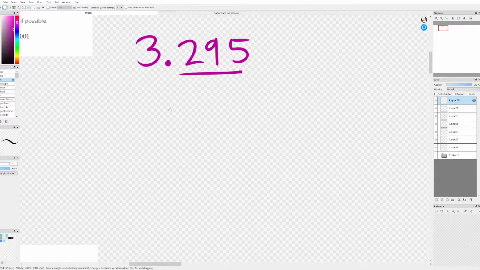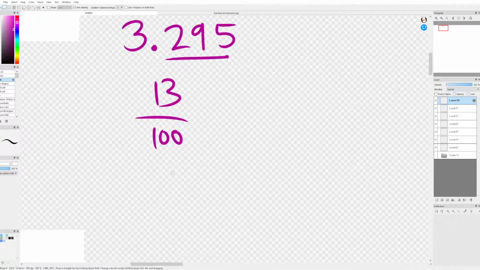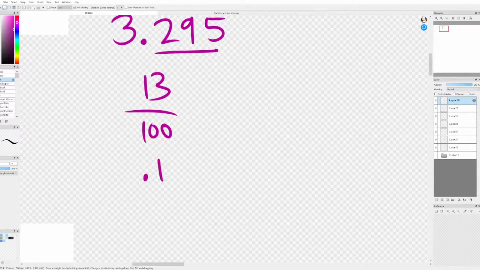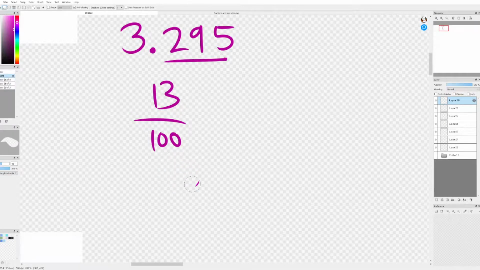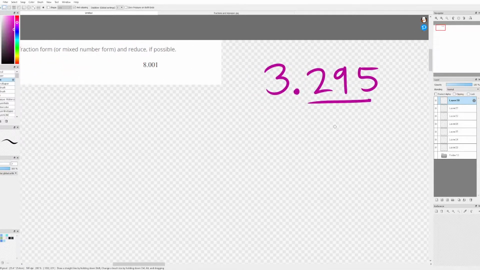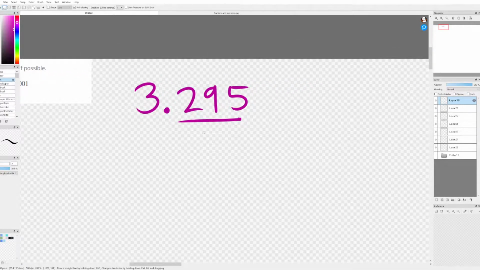But if you do have something like 13 over 100, you can turn this into 0.13, basically. Like if it's 100, basically you just move it over however many zeros. So like 2 in this case. Anyways, I think that covers most of them.